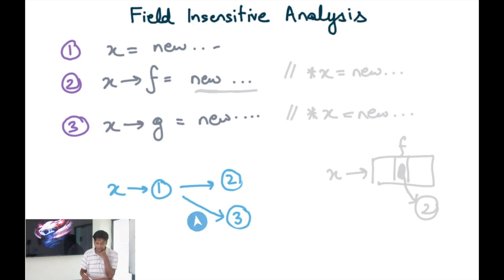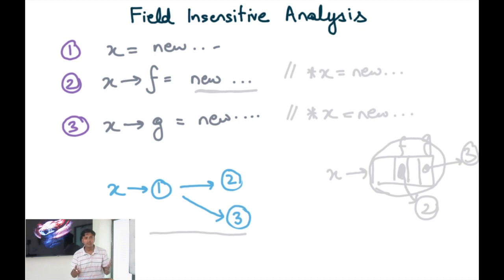Notice that in this analysis we are not considering the fact that this address can only live in the field F and that address can only live in field G. So for example, if there was another field G here, then this can point to 3. But in this field insensitive analysis, we're just approximating this whole thing as a single abstract object and saying that, hey, the contents of this whole thing can point to either 2 or 3. And that's what this resulting points-to graph is giving us. And that's why it's called a field insensitive analysis, because we're not being sensitive to the fact that different pointers may be stored at different fields.